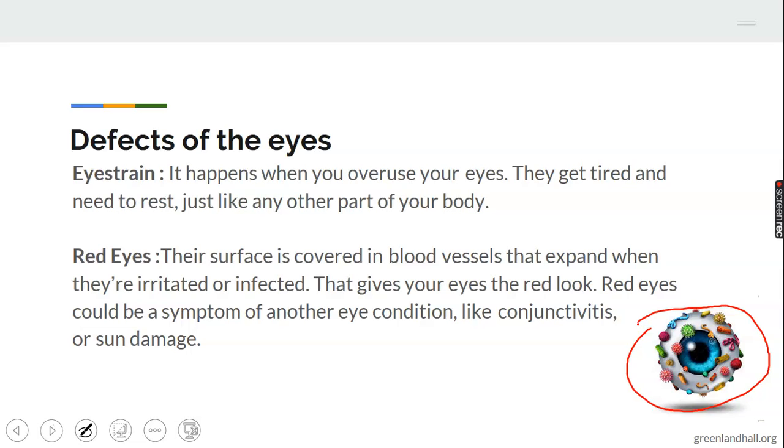They are red and they expand and they get irritated or infected. The eye is irritated or infected. You see the color is usually red. That's where we get the name from, red eyes. It gives your eyes the red look, of course. It's a symptom of other conditions like conjunctivitis or sun damage. So when someone is having these red eyes, we can look up these 2 diseases.